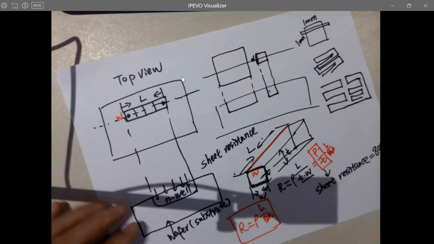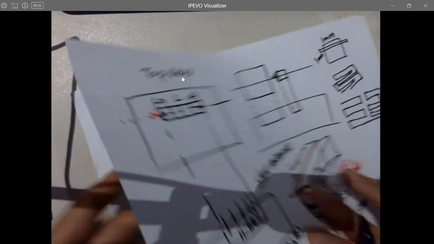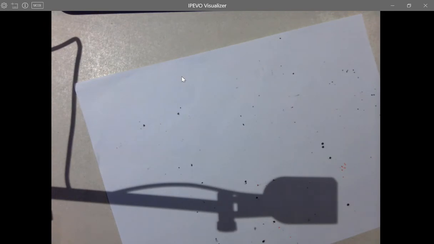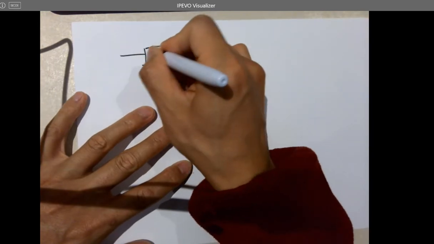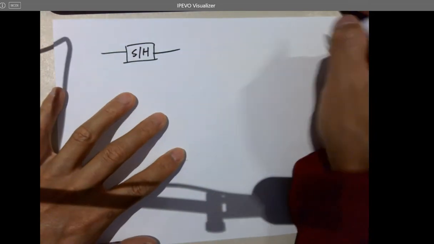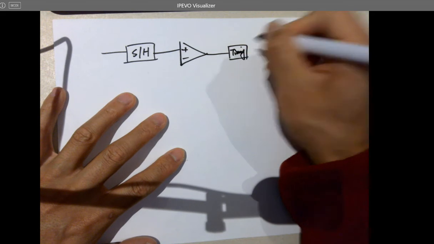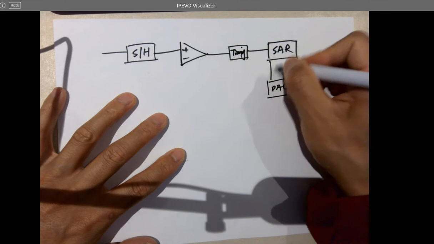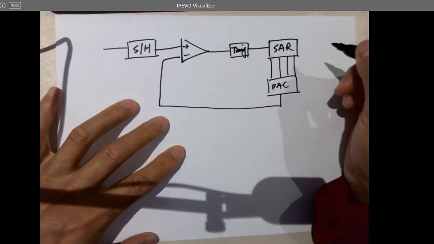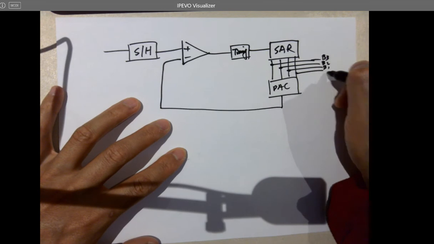Okay, let's look at some examples for SAR ADC. So remember the architecture of the SAR ADC. It has an input, sample and hold, then what? Op amp, some control circuit or timing circuit, and then a SAR logic, and then a DAC, then feed it back to the inverting terminal of the op amp or the comparator. B3, B2, B1, B0.